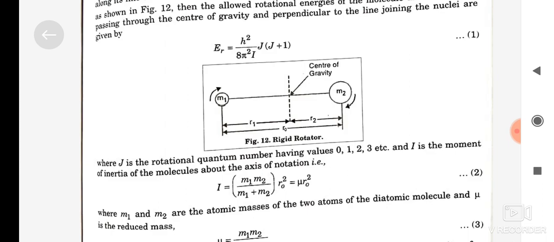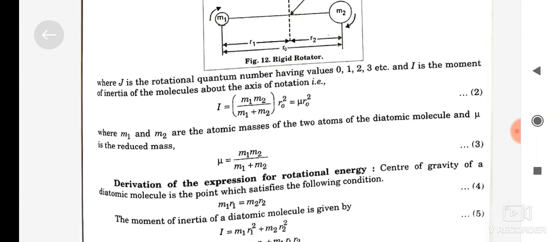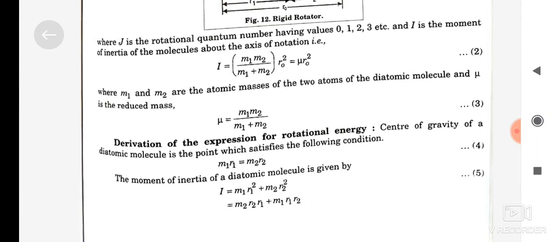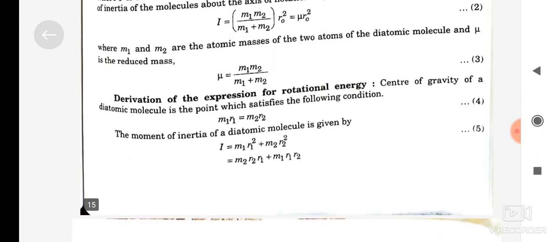Er is equal to h square upon 8 pi square I into j into j plus 1, where j is the rotational quantum number having values 0, 1, 2, 3, etc., and I is the moment of inertia of the molecule about the axis of rotation. I is equal to mu r naught square, where m1 and m2 are the atomic masses of the two atoms of the diatomic molecule and mu is the reduced mass. Mu is equal to m1 into m2 upon m1 plus m2.